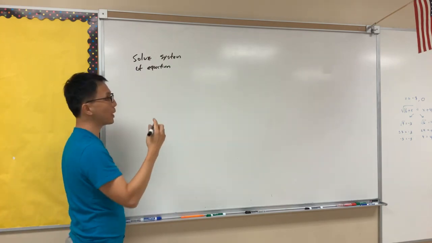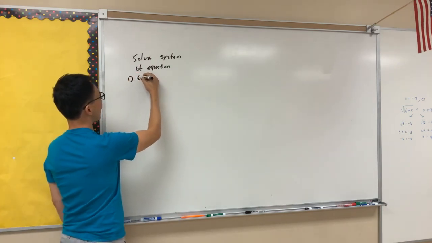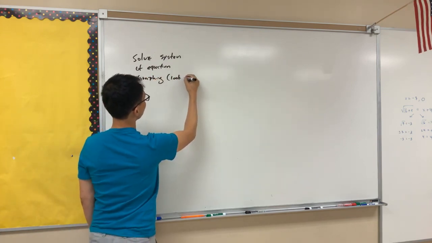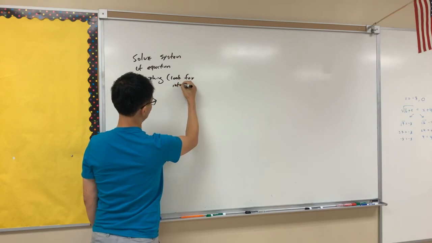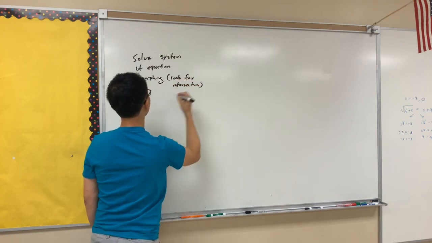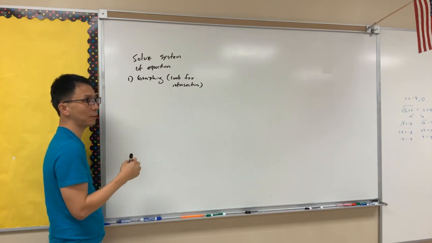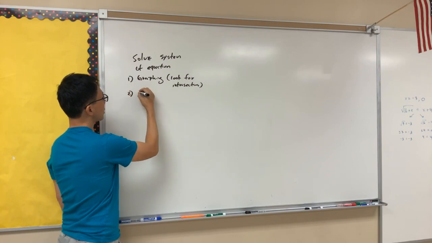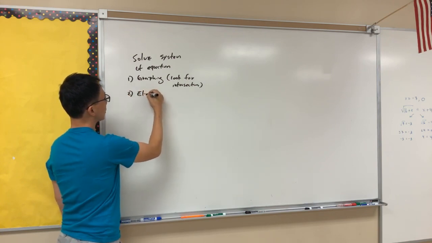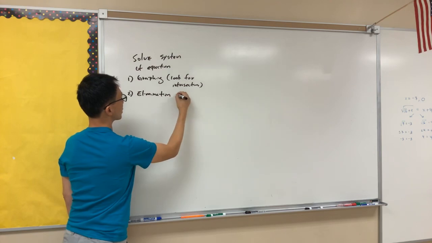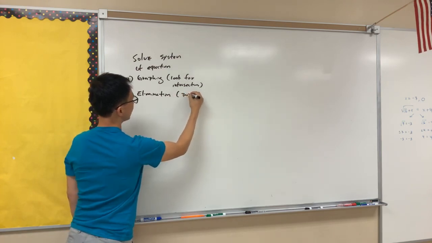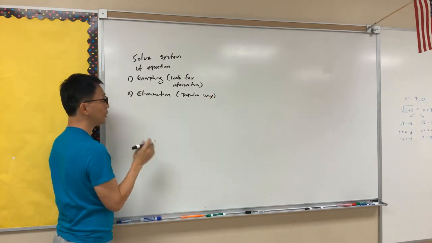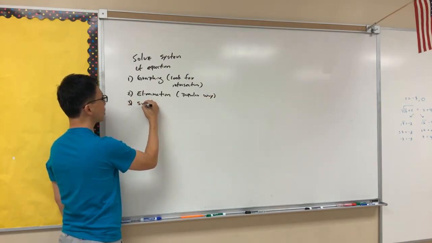Now there are a few ways to solve linear systems. One is graphing, and you're gonna look for intersections. Although this is not on the pre-calc curriculum, I'm still covering it because a lot of people don't know how to solve systems of equations. The second way is elimination. It's the most popular way, which is what I usually prefer. However, there is also substitution.